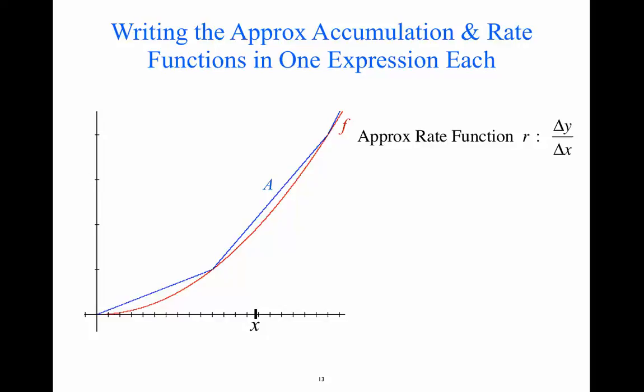Okay, so our approximate rate function is going to have this general structure. The rule for the rate function is going to be change in y over change in x, because it's giving us rate of change. So what change in y and what change in x are we talking about? Looking at this picture, what change in y and change in x are we going to use, just in general?